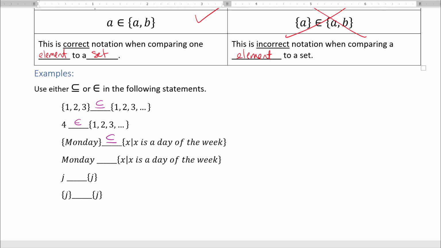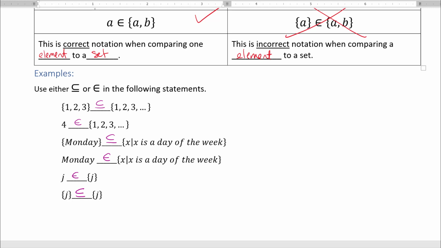Now the next one is basically the same question, except this time we have Monday being just a plain element without any braces. So now this is an element being compared to a set. So because it's an element compared to a set, we use the element of. The element J, is that a subset or an element of the set of J? Well, in this case, because we're taking an element and comparing it to a set, that's going to be an element notation. Whereas the next one, the set of J, is that a subset or an element of the set of J? In this case, it's a subset because they're comparing one set to another set.